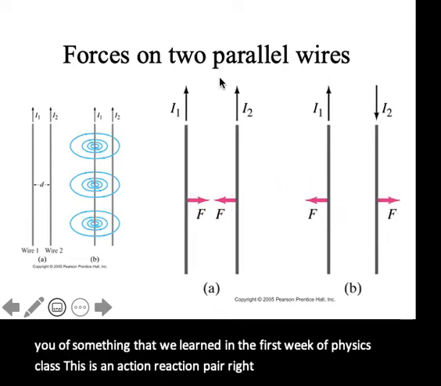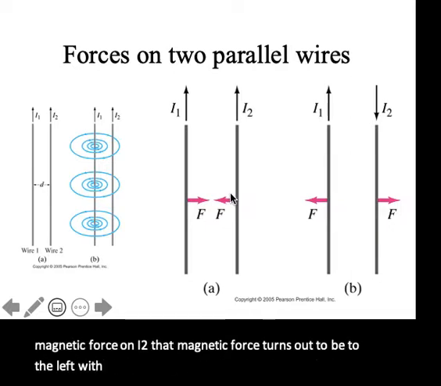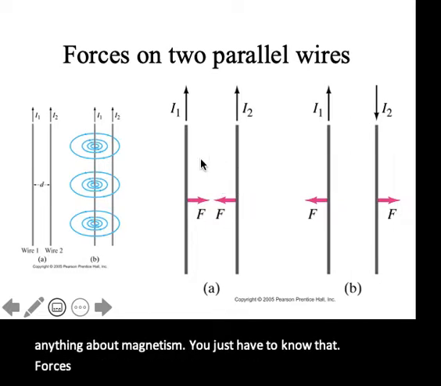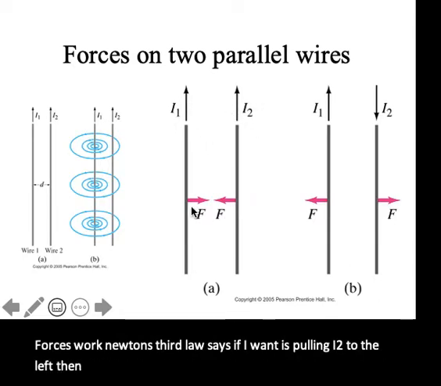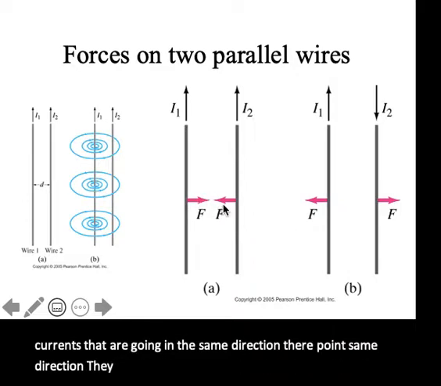I1 is exerting a magnetic force on I2. That magnetic force turns out to be to the left with the right-hand rule. So you don't need to know anything about magnetism. You just have to know how forces work. Newton's third law says if I1 is pulling I2 to the left, then I2 is pulling on I1 to the right. Right? And so if you have currents that are pointing in the same direction, they will exert attractive forces on each other.